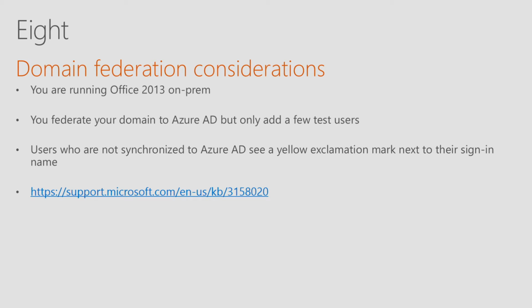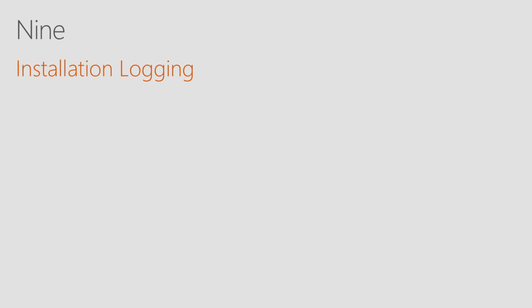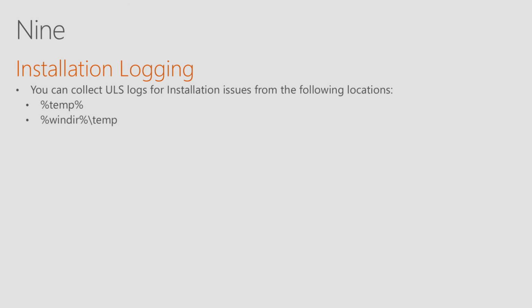So this is sort of an interim step that you have to take to make sure that your on-prem users don't get frustrated with their stuff going missing. The last two is more related to logging. So if you see installation issues and you happen to call support, support is going to ask you to collect some logs so they can see what's going on. So just sort of get you ready to have that conversation with your support engineer.